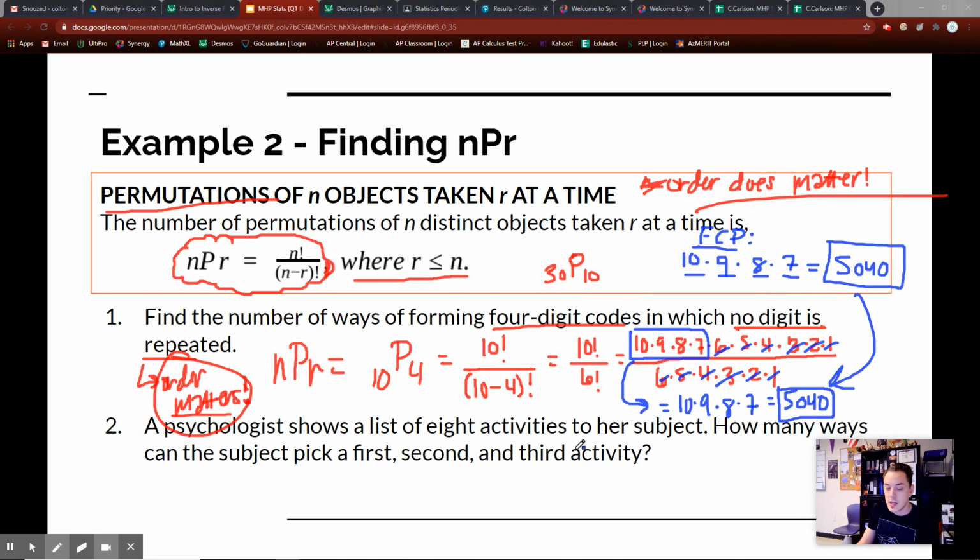This next one: a psychologist shows a list of 8 activities to her subject. How many different ways can she pick a first, second, and third activity in that order?